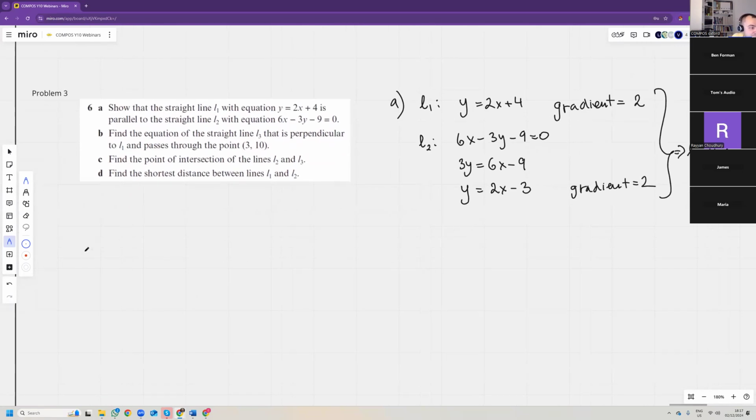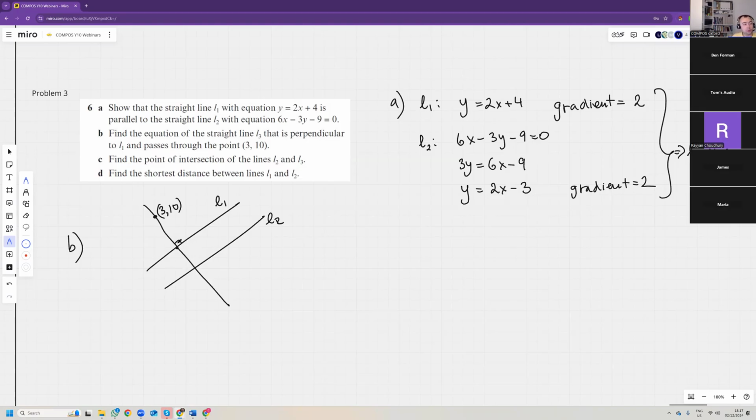B. Find the equation of the straight line L3 that is perpendicular to L1 and passes through the point. So we have L1, we have L2, and we have a third line which is perpendicular to L1. If it's perpendicular to L1, it's also perpendicular to L2. It's not given, but that's implied. It passes through point (3, 10). So there's a point (3, 10) somewhere here. And this line passes through that point.